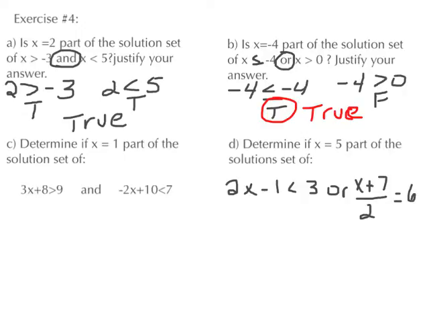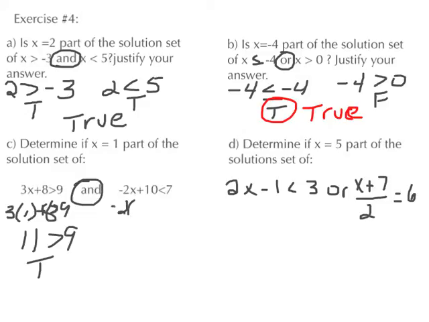C. Determine if x equals 1 is part of the solution set of these two inequalities. So what that means is I'm going to take that 1 and plug it in. 3 times 1 plus 8 greater than 9. 3 times 1 is 3, plus 8 is 11. Is 11 greater than 9? That is a true statement. And is in between it. Let's do the other side.